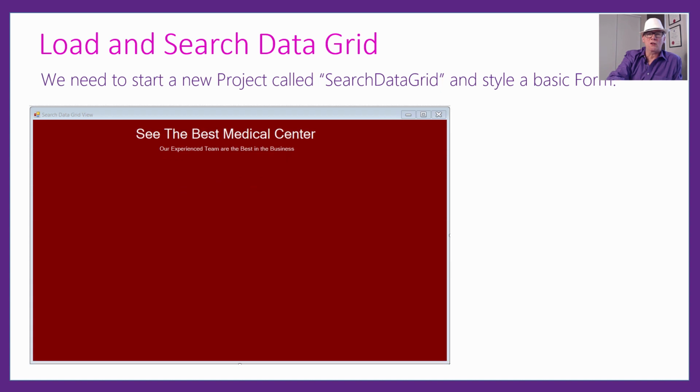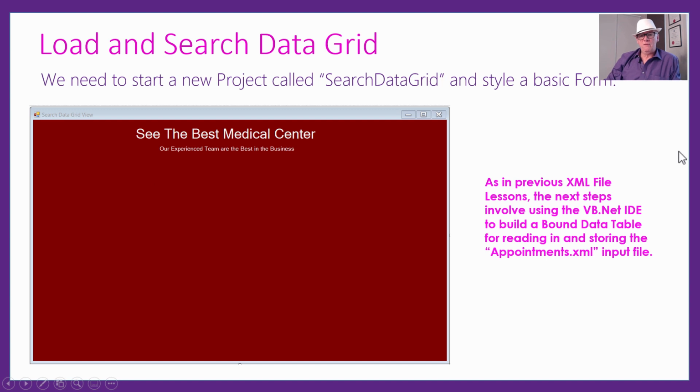So we're starting a new project called Search Data Grid, and to start off with, we're not putting much on it at all. We're just putting a heading. This is called See the Best Medical Center, the best doctors. You can see them. Our experienced team are the best in the business. All right, so we're just having a big heading there and a smaller little subheading. And in here is where that data table is going to go, but it takes a bit of a while to build that data grid view, which is going to go in there.